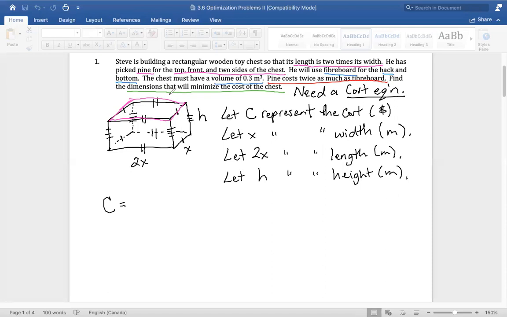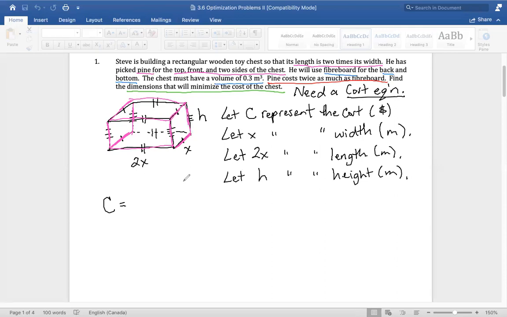So the pine is going to be for the top. It's going to be for the front, which is this part here. And it's going to be for the 2 sides that you can see, right? So you can see this side, and you can see this side here that we just have inside like this. So we have, I know it's hard to imagine, we've got the top, the front, the right side, and the left side, let's say, right?